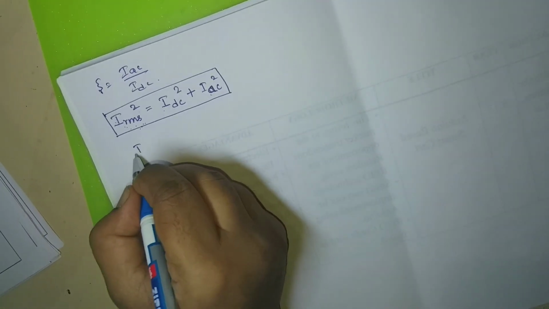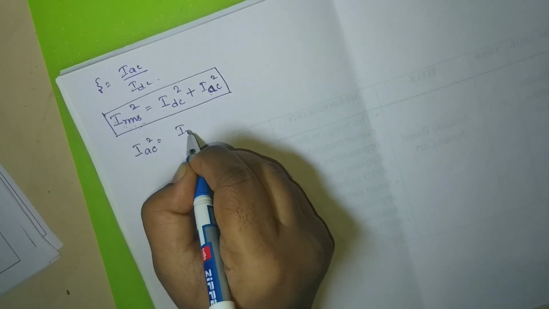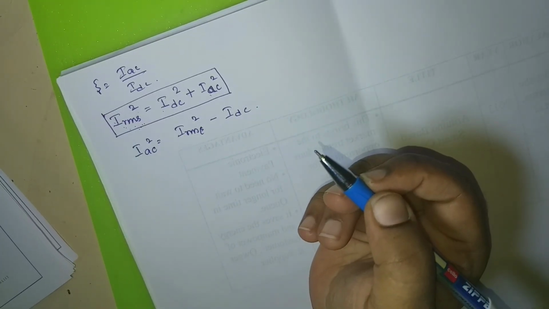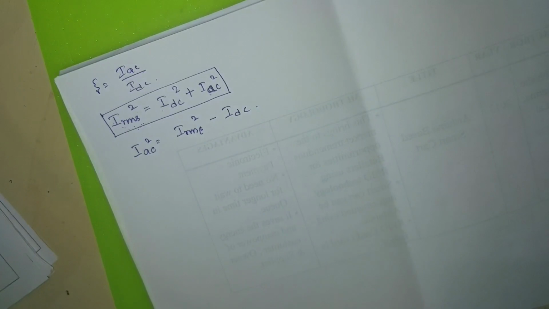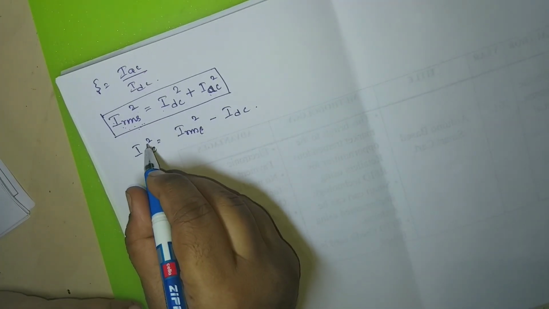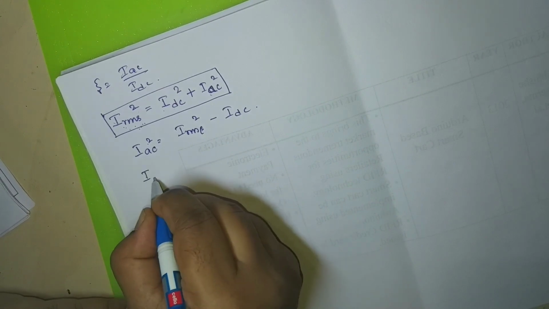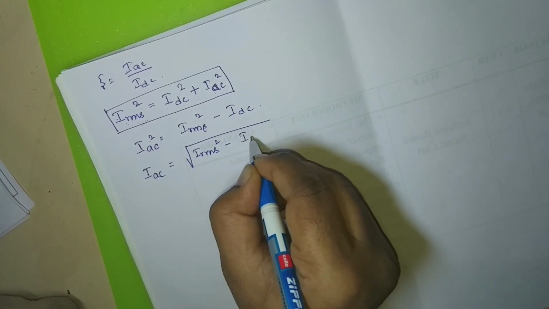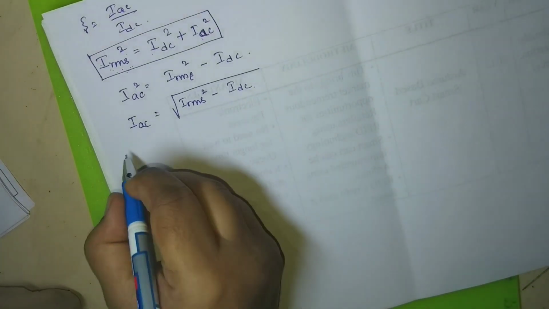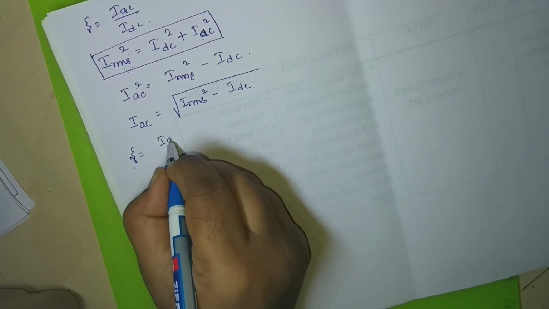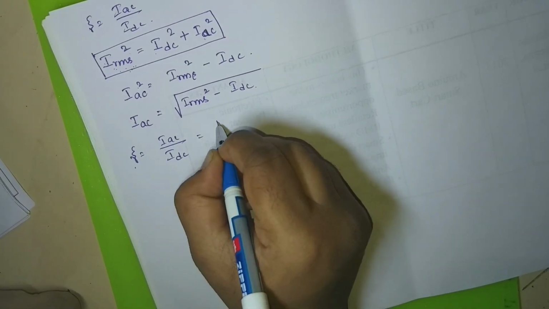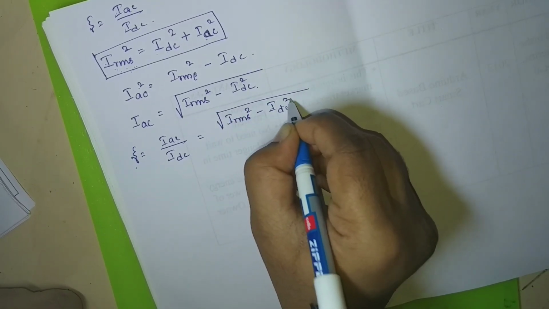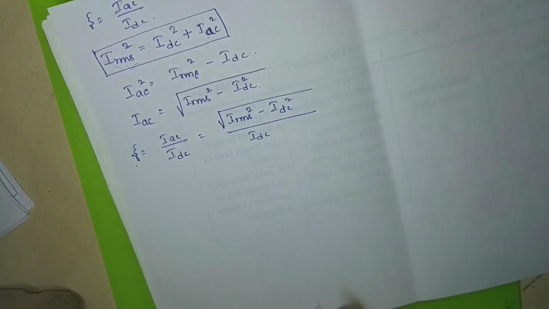I need IAC, so I'll write IAC square is equal to IRMS square minus IDC square. So IAC is equal to the square root of IRMS square minus IDC square. We know that gamma, the ripple factor, is equal to IAC divided by IDC. That is nothing but the square root of IRMS square minus IDC square, divided by IDC.